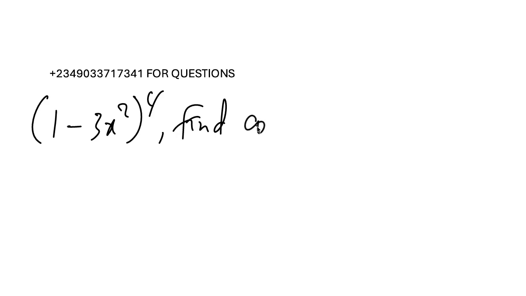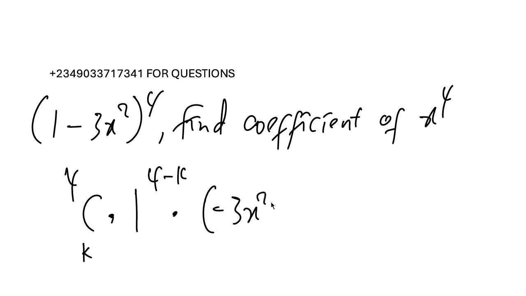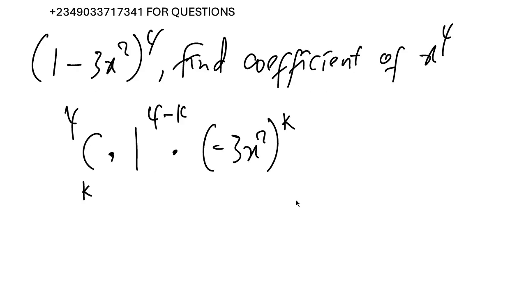After I write the question, pause it and find the coefficient of x4 in 1 minus 3x squared to the power 4. Find the coefficient of x4. Have you paused the video? It's for your own good. So if you're asked this, what would it be? 4 combination k, 1 to the power 4 minus k, negative 3x squared to the power k. Very simple. So anything that contains x, bring it together.